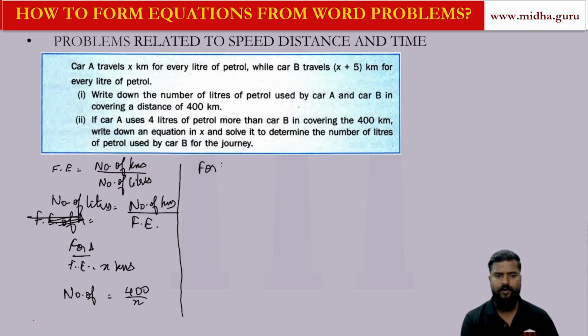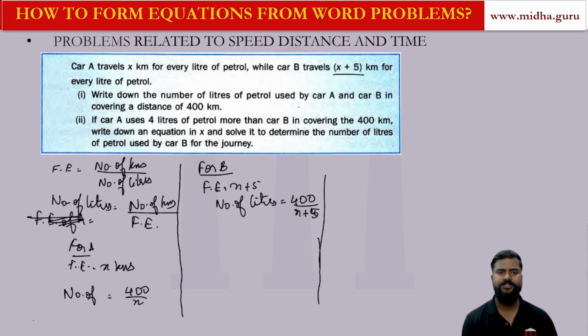Similarly, for B, since it is given that B travels x plus 5 kilometers, the fuel economy is x plus 5. So the number of liters of fuel used by B will be 400 by x plus 5. This is how we gave the fuel consumption of both the cars.